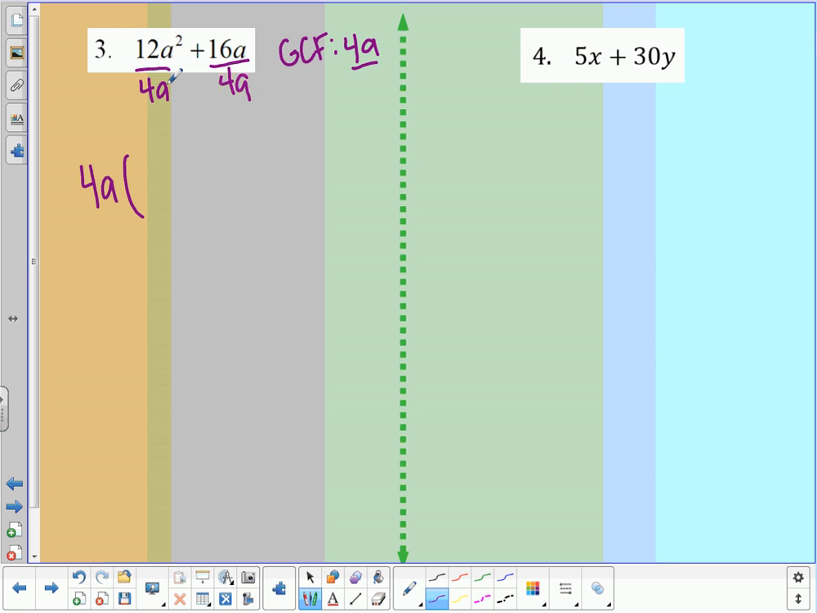And then I want to figure out what's left over. So now actually do this division. Take 12 divided by 4. That gives me 3. A squared divided by a to the first, I can get rid of one of my a's and that leaves me with a. So I have 3a in the first term. Second term, 16 divided by 4 is 4. A divided by a cancels out, so I just have a 4 left over. So my GCF is out front, the factors left over are behind, and that is my factored form.